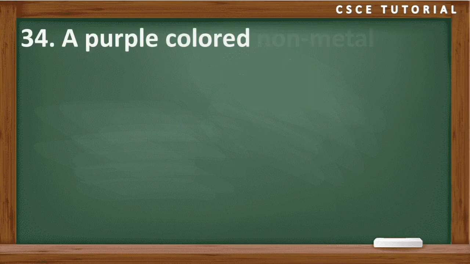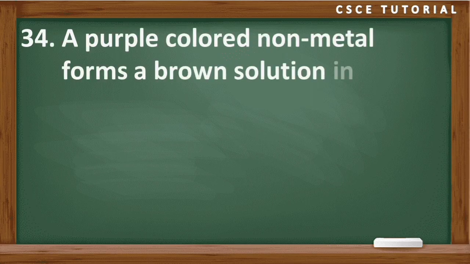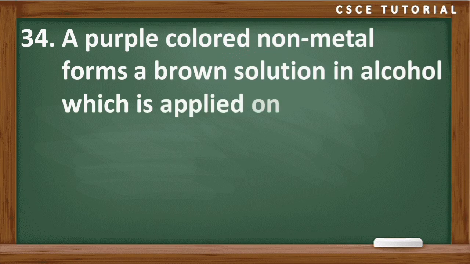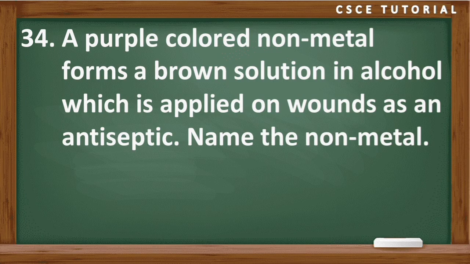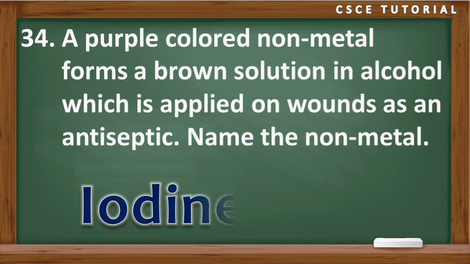34. A purple colored non-metal forms a brown solution in alcohol which is applied on wounds as an antiseptic. Name the non-metal. Its answer is iodine.